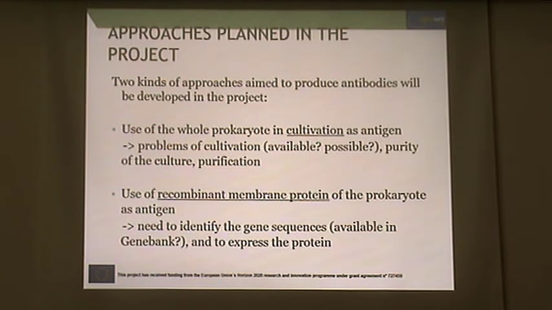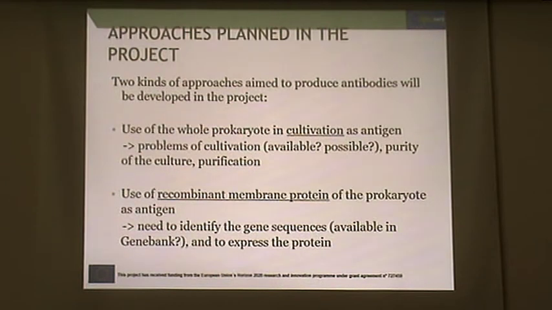Actually, with Lilia and with Coletta, we thought to use two approaches to produce antibodies that will then be used to develop a lateral flow or whatever to use. The first, as you heard from Coletta, is the use of the whole prokaryotic cultivation as antigen. And obviously, we were discussing yesterday, and today we will do it again, if some cytoplasma are available, because some are not yet available, if it's possible, the purity, the purification, and so on.